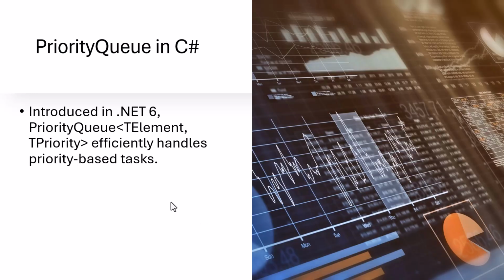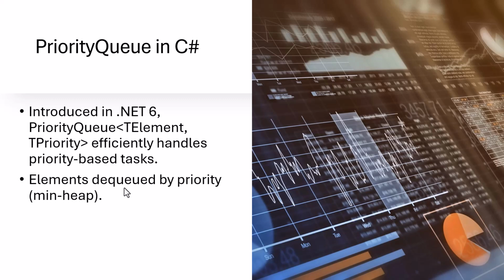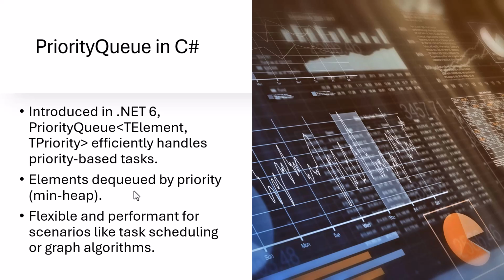PriorityQueue was first introduced in .NET 6, and it has a syntax like PriorityQueue, a class with TElement and TPriority. It efficiently handles priority-based tasks, and elements are dequeued by priority using a min heap. It is flexible and performant for scenarios like task scheduling or graph algorithms.